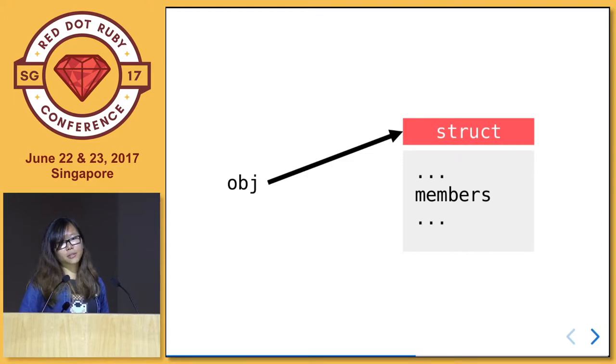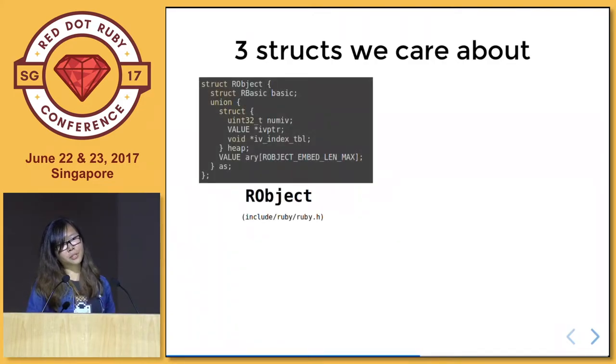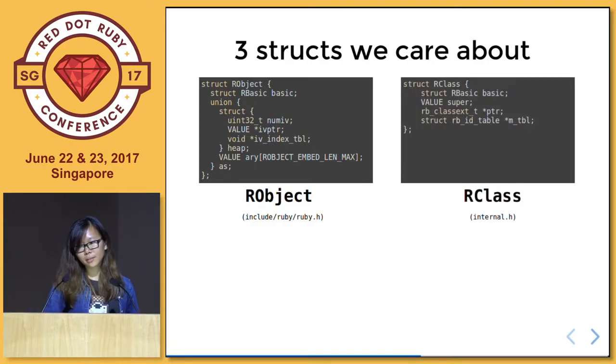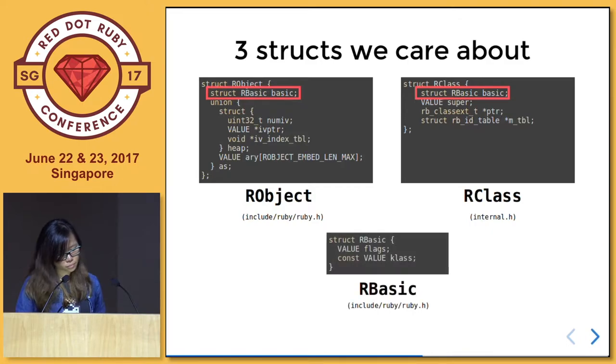Now the question, of course, is what is actually in this struct? And this is the point where I'm going to show you some actual CRuby code, just to note this is from the 2.4 branch. So there'll be three structs we're primarily interested in. The first is the struct used to represent ordinary instance objects, RObject. Second is the struct used to represent class objects, RClass. And finally, you'll realize that both of these structs actually store a third struct, RBasic.